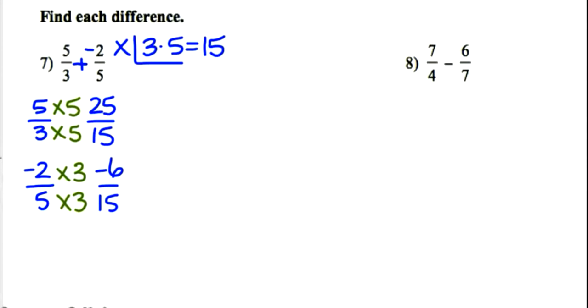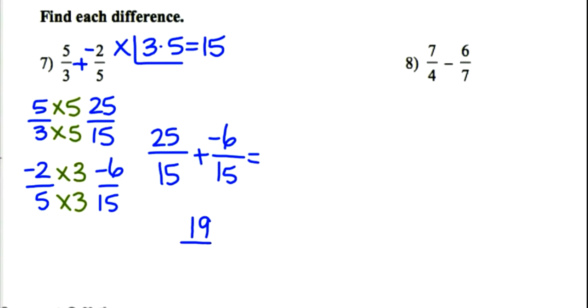Now, at this point, I'm going to ask myself, who is going to win? If I have 25/15 versus -6/15, I hope you say that positives are going to win, and they're going to win by 19/15. The only numbers that are fighting, the only integers that are fighting, are the numerators. The denominator is going to stay the same.